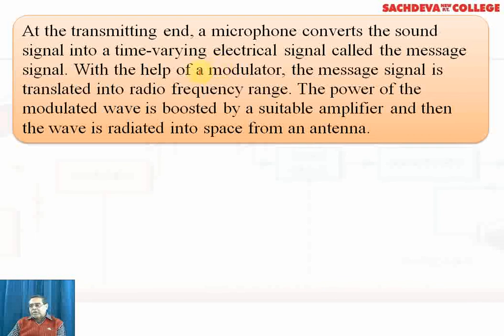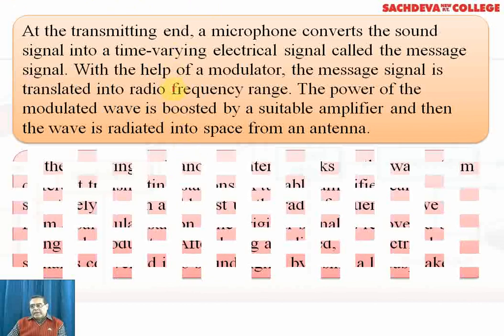The power of the modulated wave is boosted by a suitable amplifier. Power means the rate of doing work or rate of consumption of energy. So the power of the modulated wave is boosted, that is increased, by a suitable amplifier, and then the wave is radiated into space from an antenna.